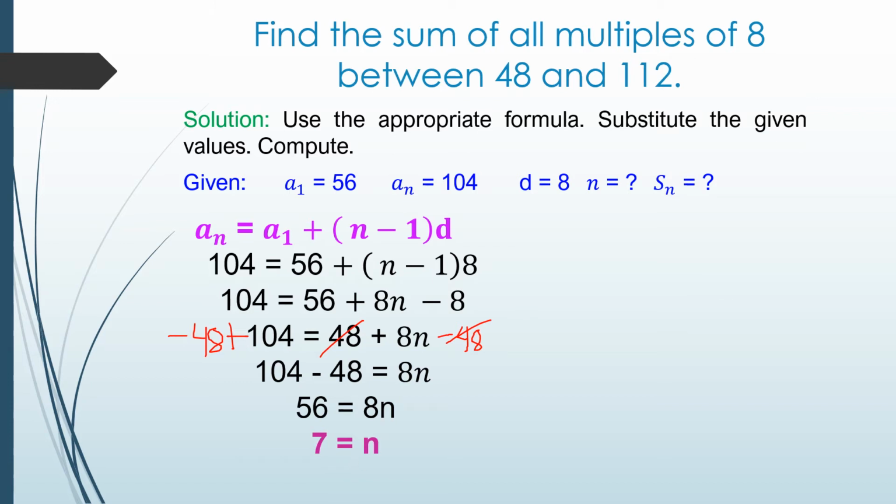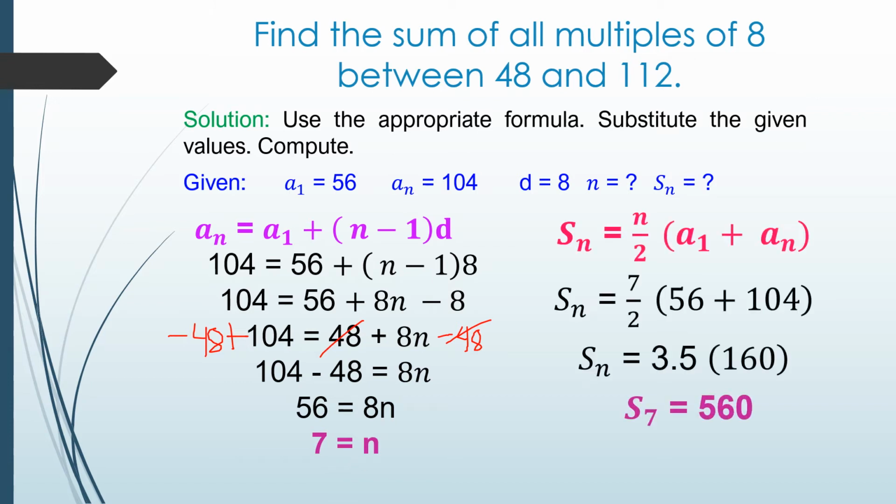Kapag nahanap na natin ang number of terms, pwede na nating i-compute ang sum of all the terms ng multiples ng 8. So we will use the formula S sub n is equal to n over 2 multiplied by quantity a sub 1 plus a sub n. Bakit ito yung ginamit natin? Kasi meron naman tayong given na first term at last term. Simulan na natin. Let's substitute.